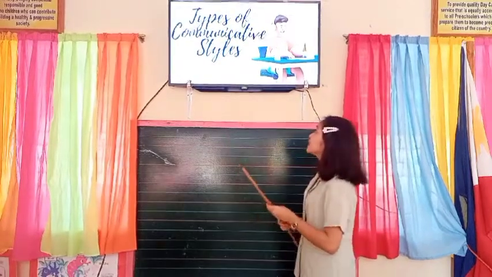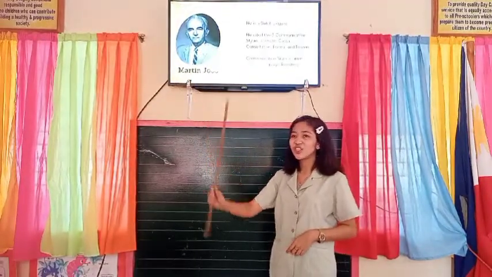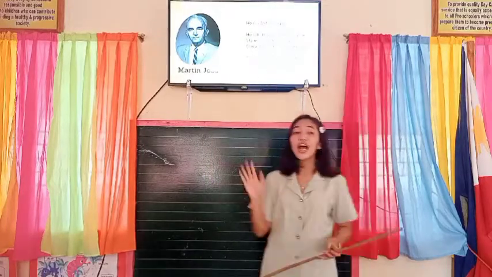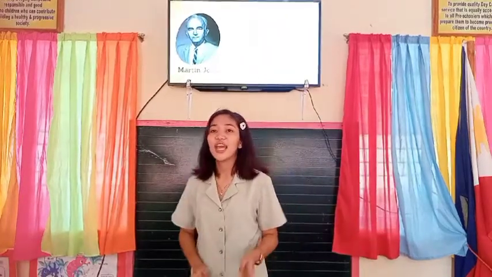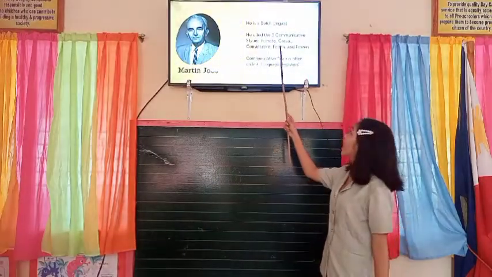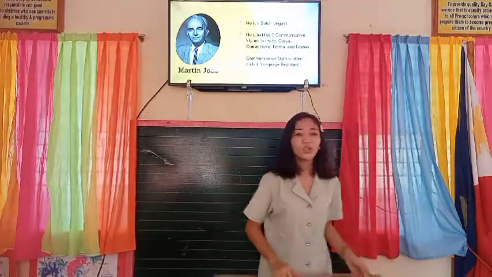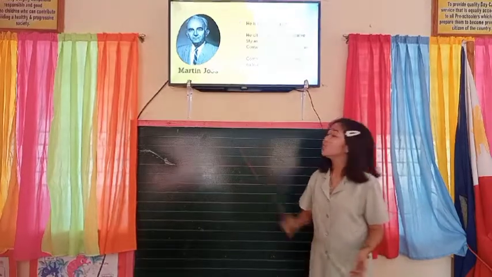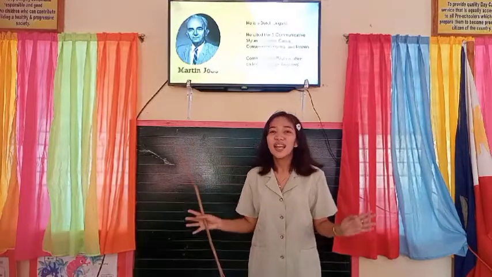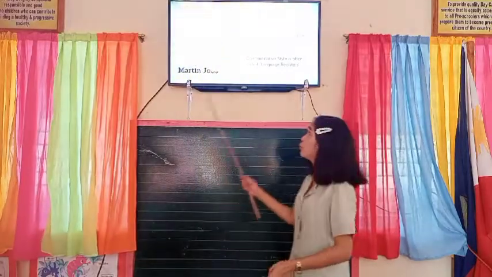So we have here, class, a Dutch linguist named, what is his name? Martin Joos. Very good. And according to Martin Joos, class, he cited that there are 5 communicative styles. So what are those? Can we read in chorus? The intimate, casual, consultative, formal, and frozen. Okay? So according again to Martin Joos, communicative style is often called our language register. So, may I now present to you the first type we have.